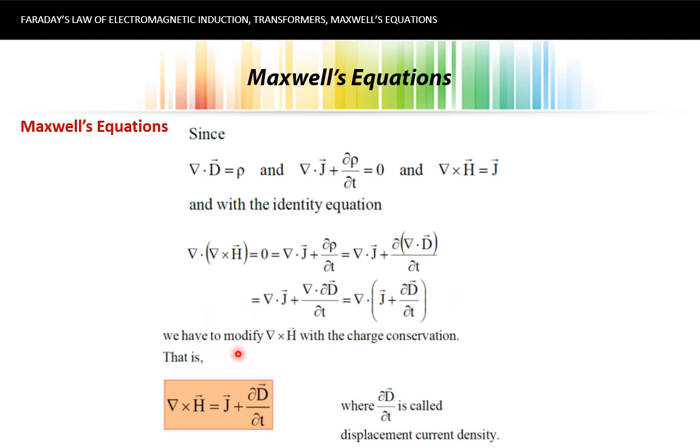We have to modify curl of H with the charge conservation and modify this equation to take the following form, where we have the extra del D over del t term. It's called displacement current density.